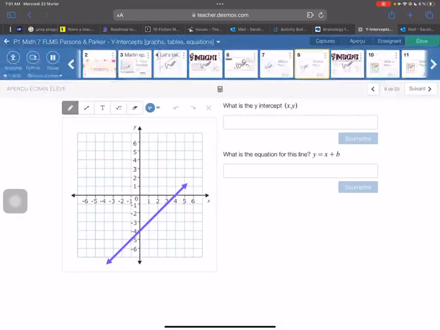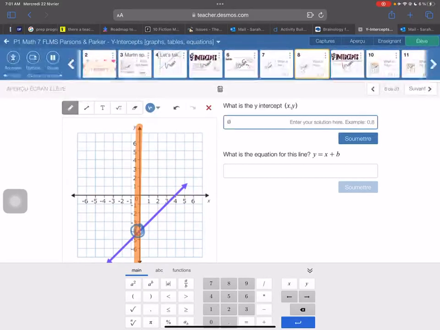Let's try another one. Now we'll see that the intercept is a negative number. So again, I'm going to highlight my y-axis. My y-intercept is going to be at -4. So my y-intercept is 0, -4, because this is at x equals 0.